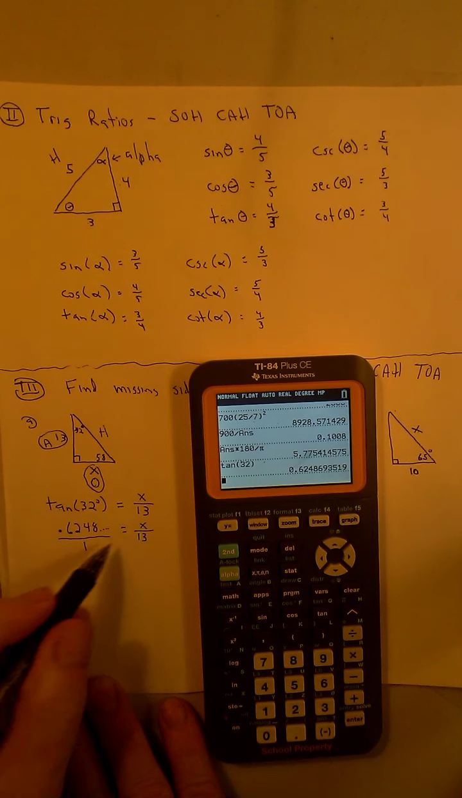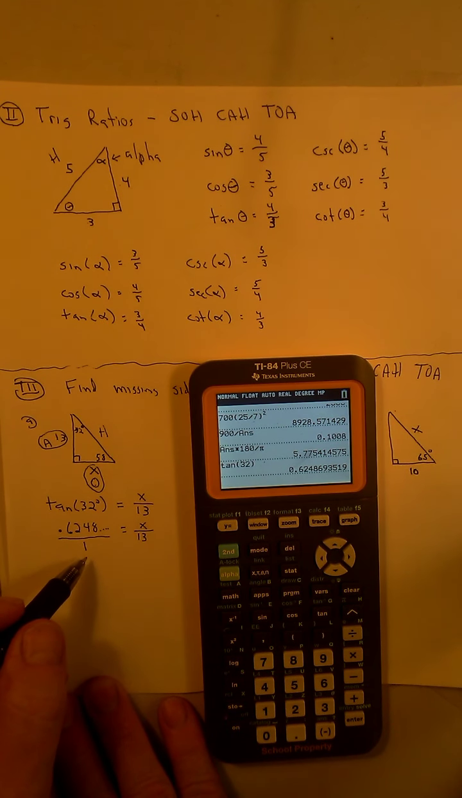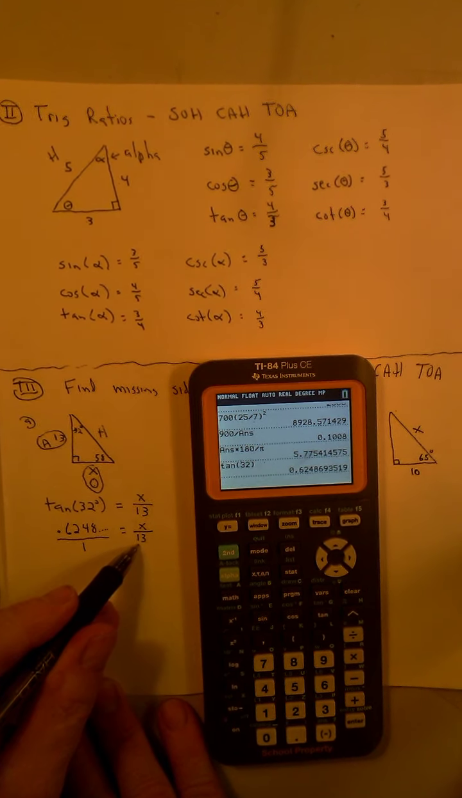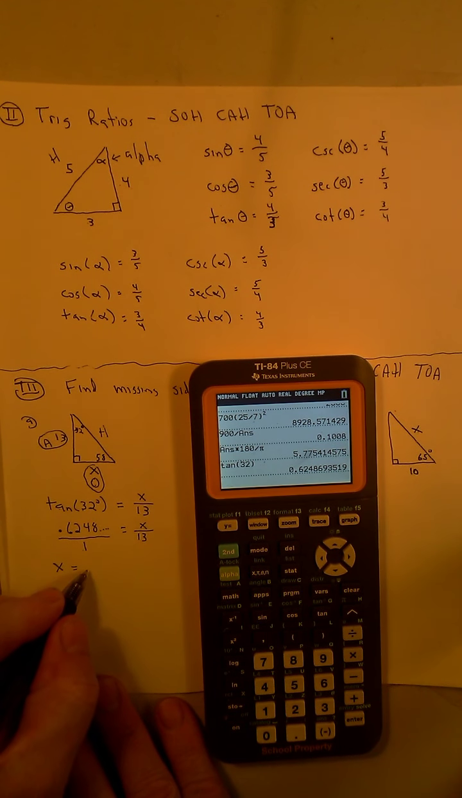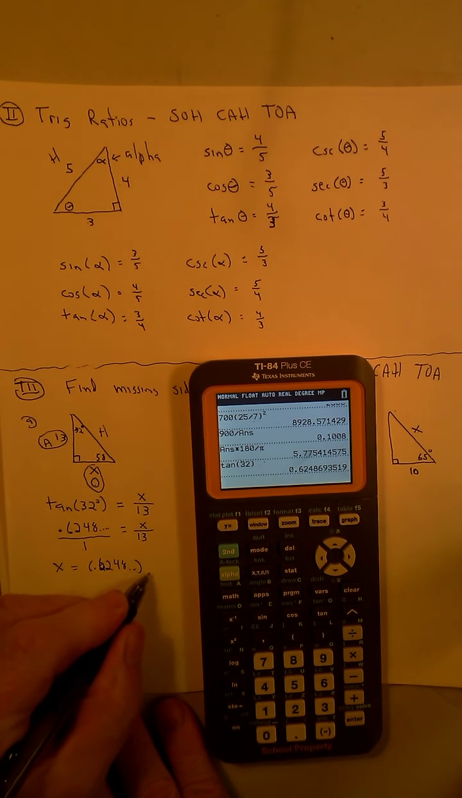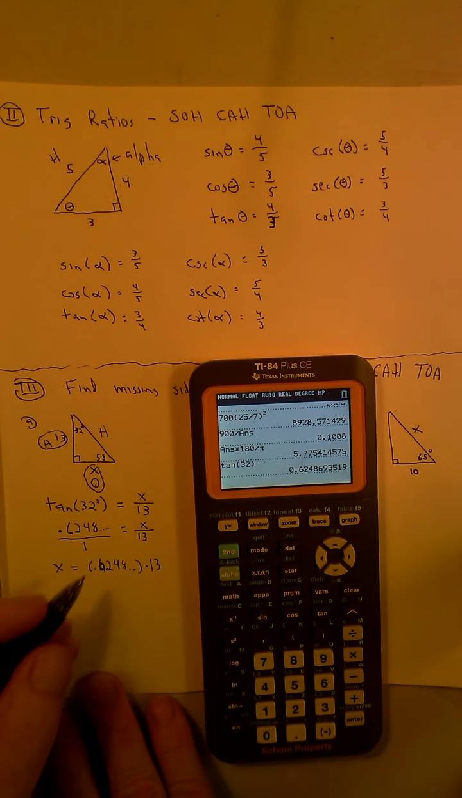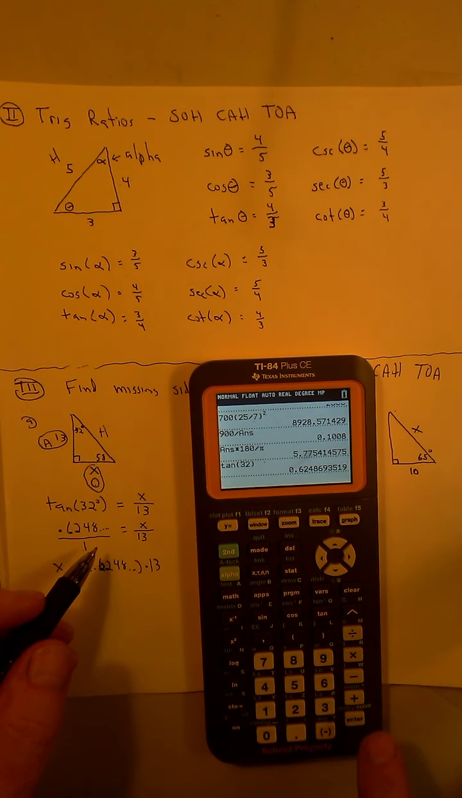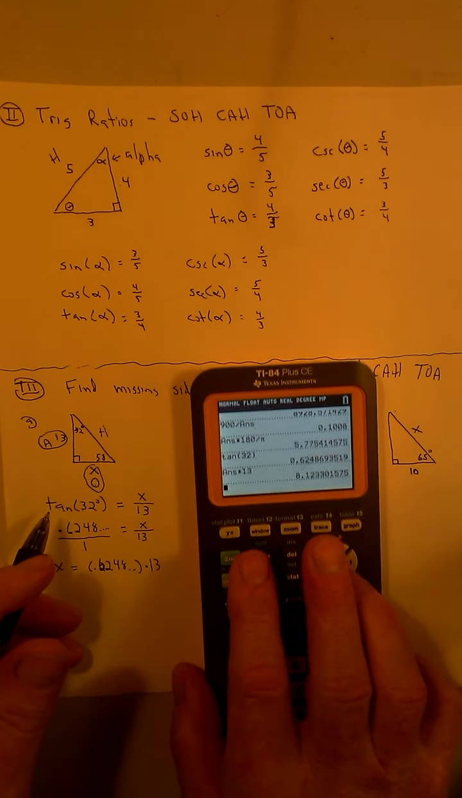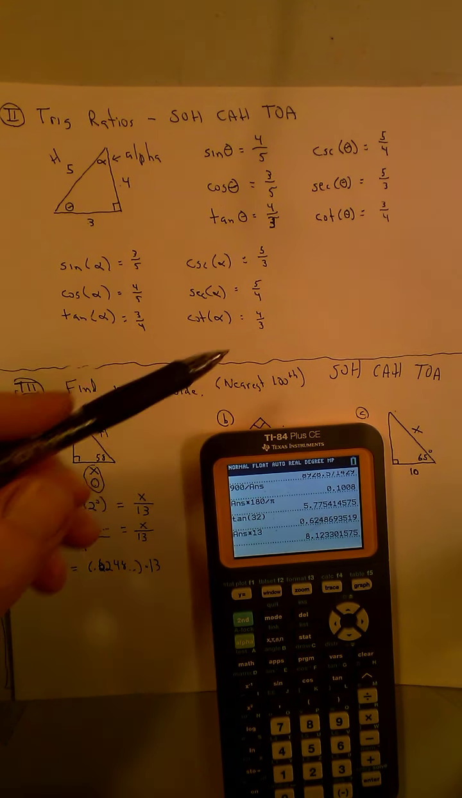Either way, you got x equals, because 1 times x equals this number, 0.6248 times 13. That value is right in your calculator, so just multiply that whole thing by 13, and you get 8.12, round to the nearest hundredths. So x equals 8.12, which is the length of that side.